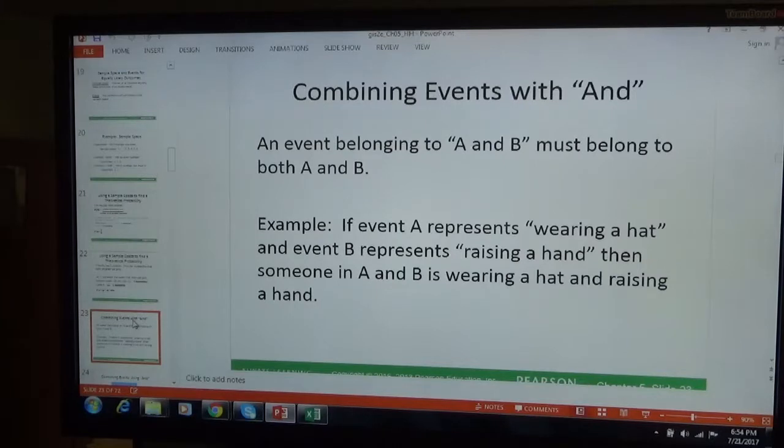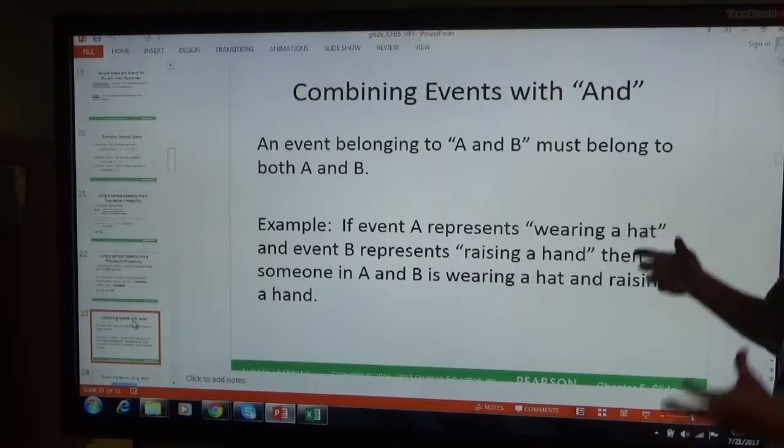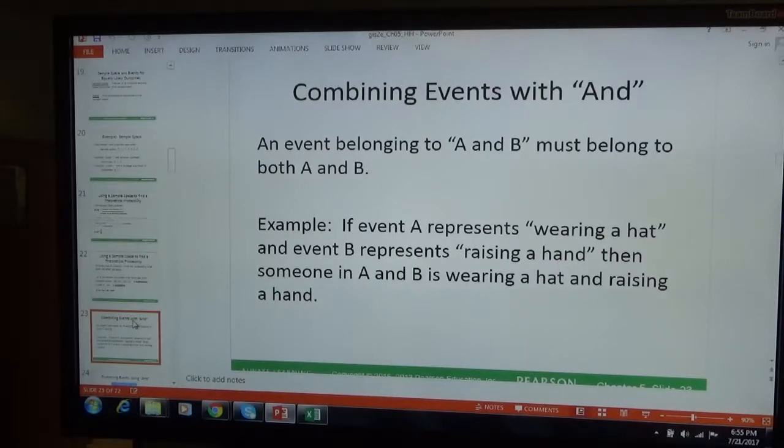And sometimes we're interested in the probability of A and B. The probability of A and B. So in this case, the intersection means what? Both events happen at the same time.